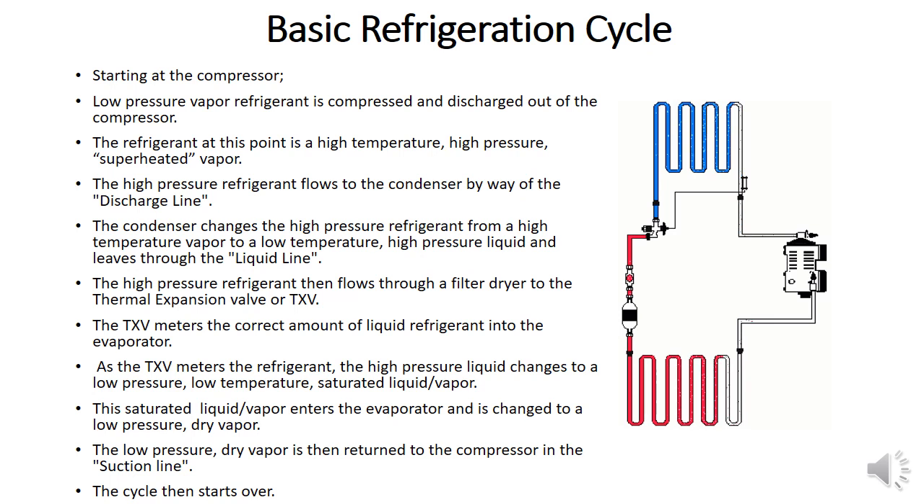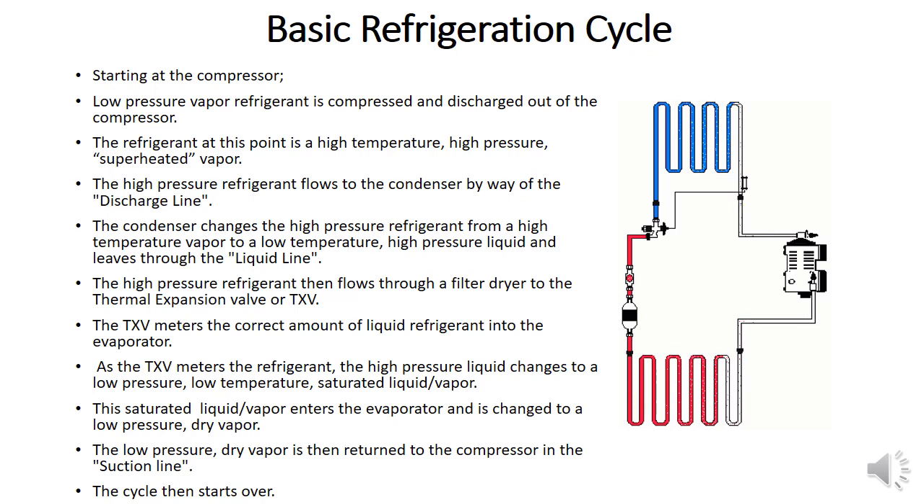The high pressure refrigerant flows to the condenser by way of the discharge line. Then the condenser changes the high pressure refrigerant from a high temperature vapor to a low temperature, high pressure liquid. So all vapor is converted into liquid and leaves through the liquid line. The high pressure refrigerant then flows through a filter dryer to the thermal expansion valve, previously known as the TX valve. This TX valve meters the correct amount of liquid refrigerant into the evaporator.